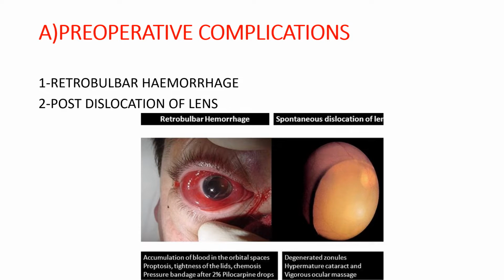Second one is the posterior dislocation of the lens. This happens when there are weak, degenerating zonules associated with a hypermature cataract. In this case, when we give ocular massage, the lens tends to dislocate spontaneously into the vitreous. Once dislocated, it has to be taken up by the retinal surgeon. They will do pars plana vitrectomy, take the lens out of the vitreous and place a scleral fixated IOL, and this is how it is managed. So there's retrobulbar hemorrhage, or there could be a posterior dislocation of the lens.